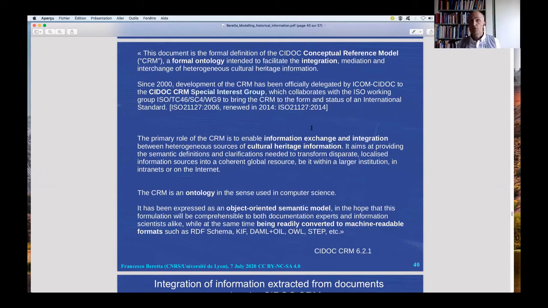Then, very important, it was conceived, so the domain of interest is, of course, cultural heritage, but in the perspective of information exchange and integration, not in the perspective of data production at low level. So it's very abstract, generally speaking, which makes it robust and interesting. But the scope, the domain of interest, is information exchange and integration between heterogeneous sources of cultural heritage information.